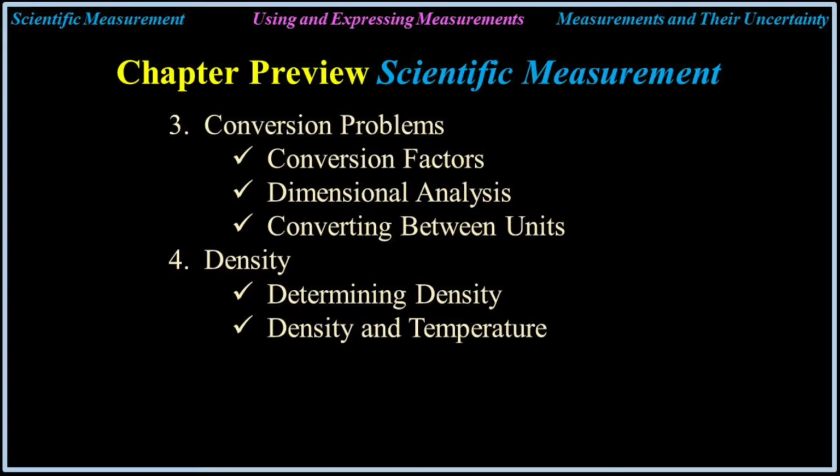Section 3, conversion problems. That section is broken down into 3 subsections. The first one is conversion factors, next dimensional analysis, and then the third is converting between units. Section 4 is on density, and density has 2 subsections: determining density and density and temperature.